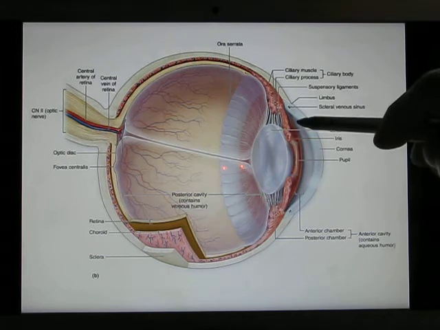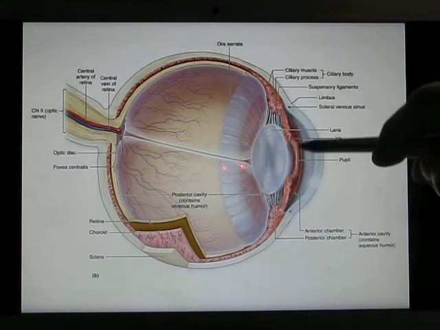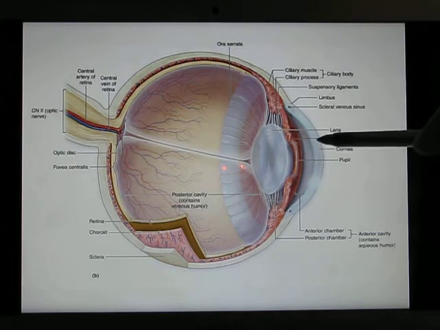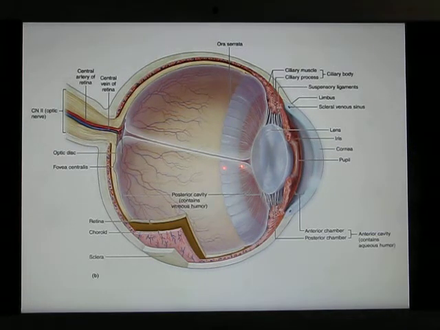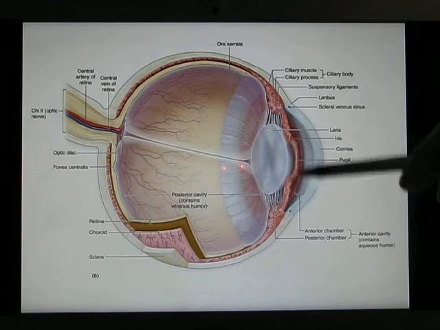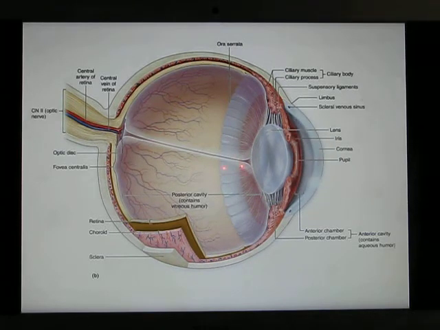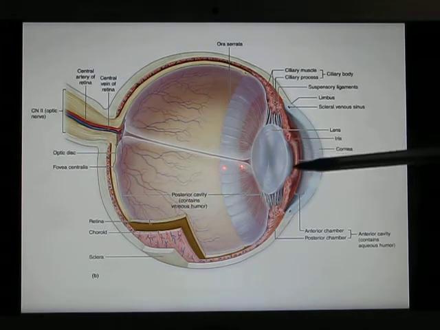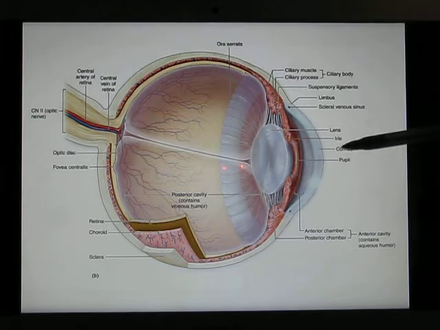Now let's look at the iris. The iris is the very anterior part. This is the iris. And the iris provides the opening. The iris also has the pigments. So your eye color is decided by the pigments of the iris. And the iris provides the opening called the pupil. So there's no anatomical structure in the eye called the pupil. The pupil is an opening created by the iris.